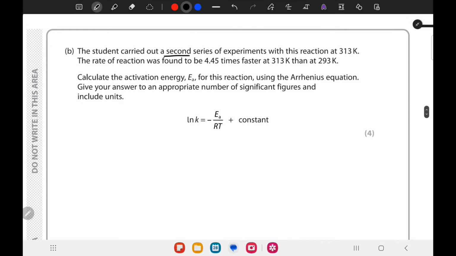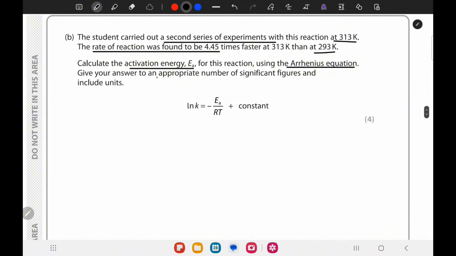We are told that the student carried out a second series of experiments at 313 Kelvin and found out the rate of reaction was 4.45 times faster than that at 293 Kelvin. We have to calculate the activation energy for this reaction using the Arrhenius equation, which we are given below, giving our answer to an appropriate number of significant figures.